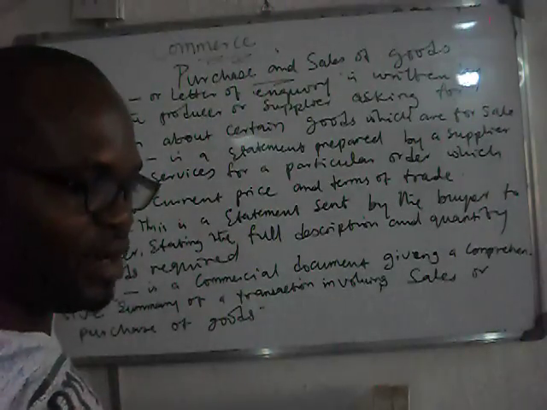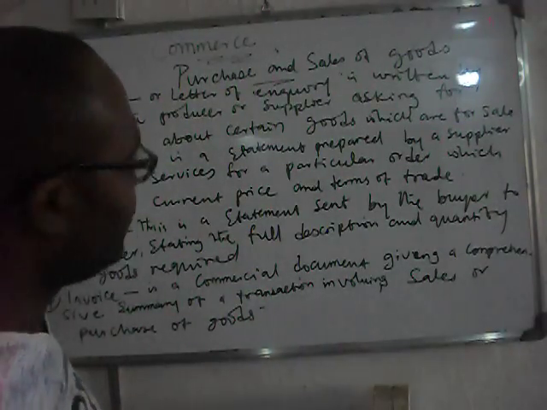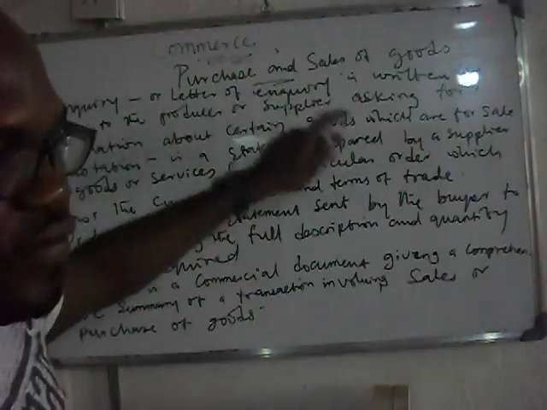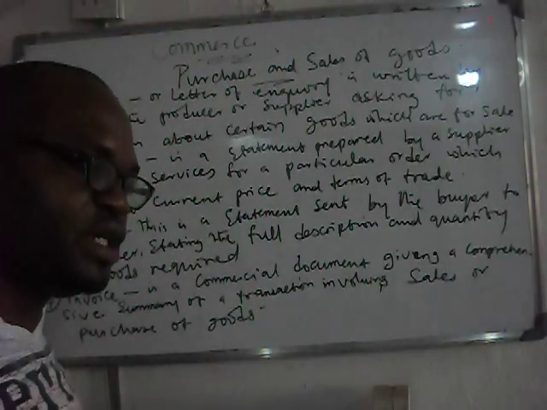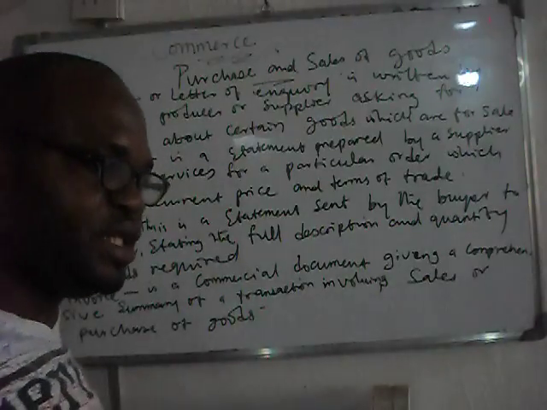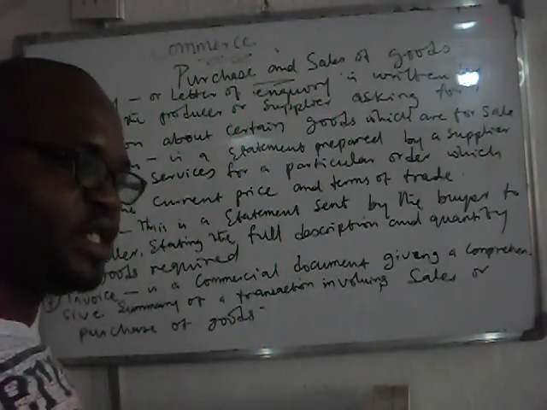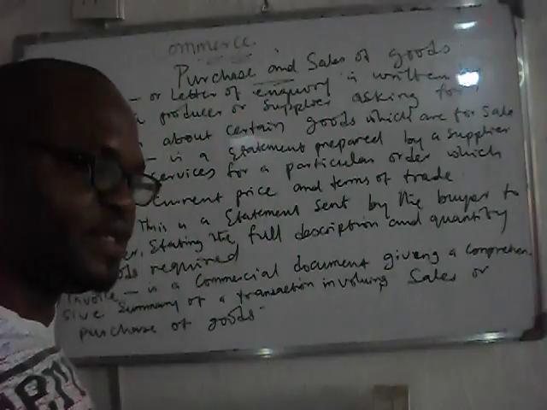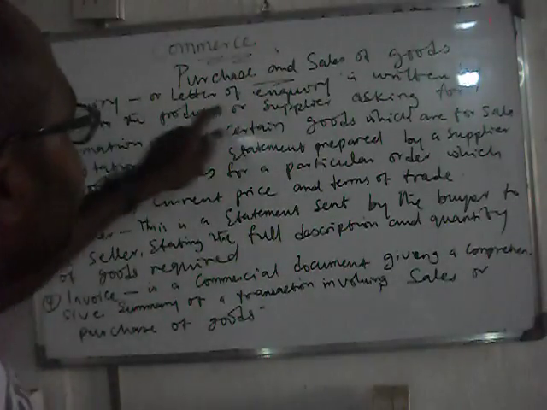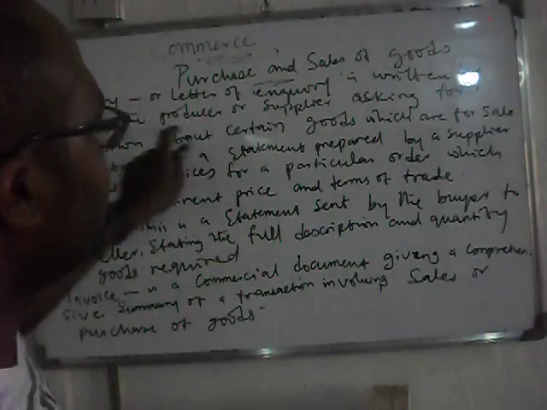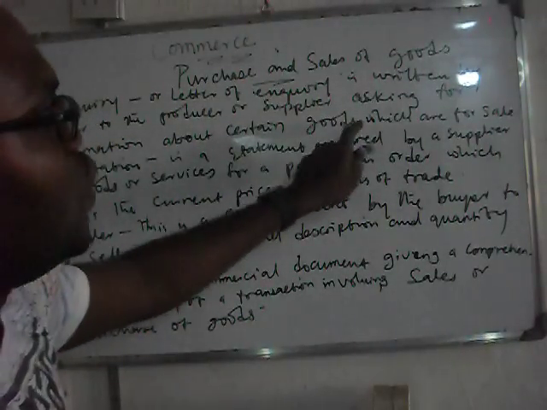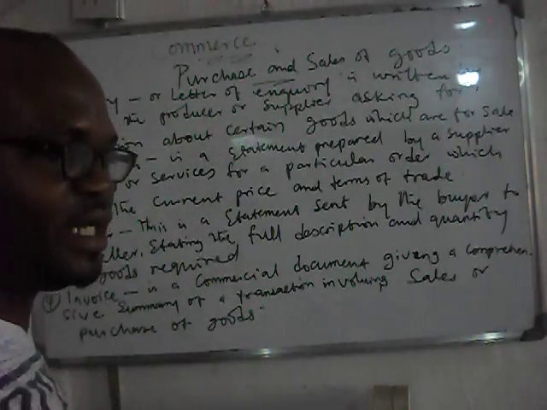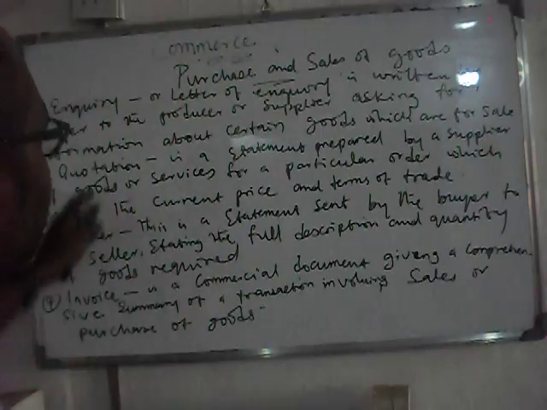How do you know more about some goods that you want to buy? By sending what we call a letter of inquiry. That's what a buyer sends to a supplier or producer to learn more about the goods that he intends to buy, the goods that the producer has kept for sale. Is that clear? So letter of inquiry is written by the buyer to the producer or supplier asking for information about certain goods which are for sale. Is that clear? Then the second term is what we call quotation.